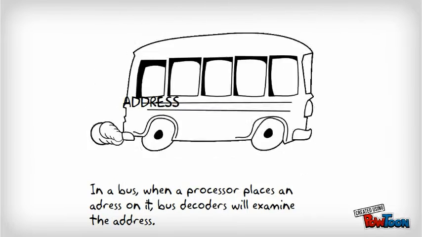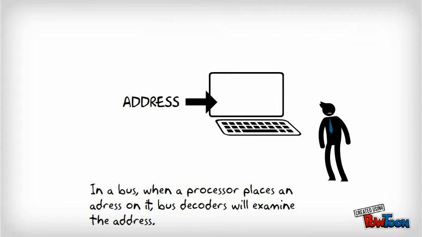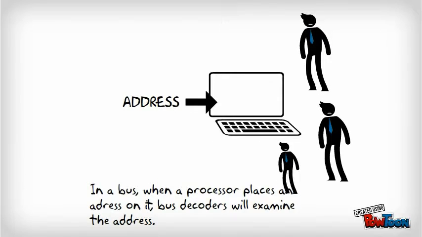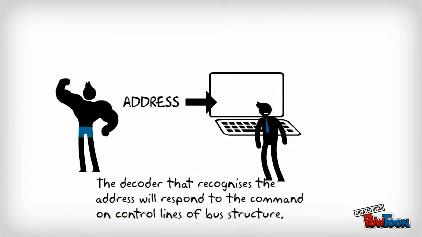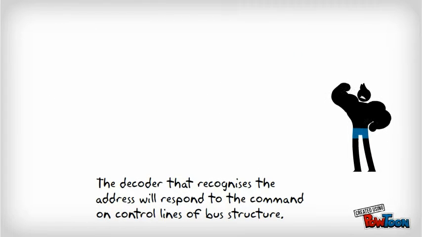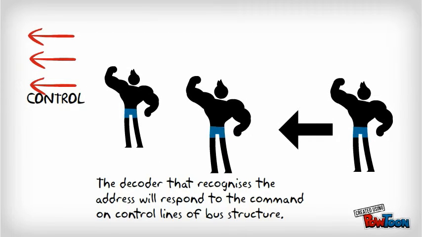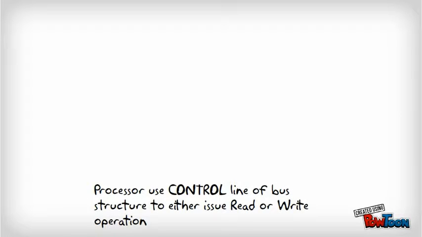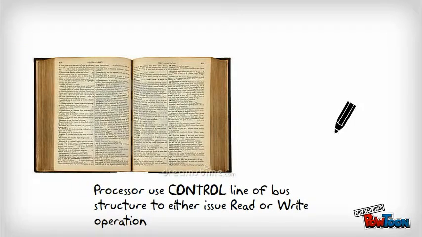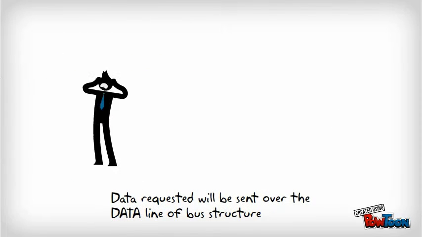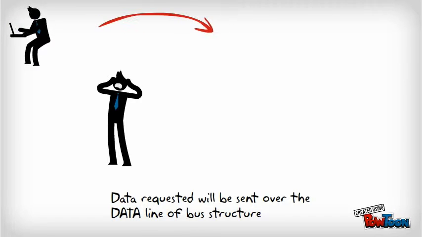In a bus, when a processor places an address on it, bus decoders will examine the address. The decoder that recognizes the address will respond to the command on the control lines of the bus structure. Processor use control line of bus structure to either issue a read or write operation. Data requested will be sent over the data line of the bus structure.